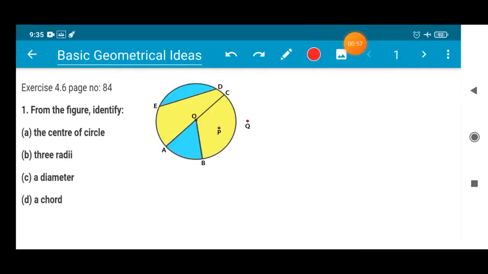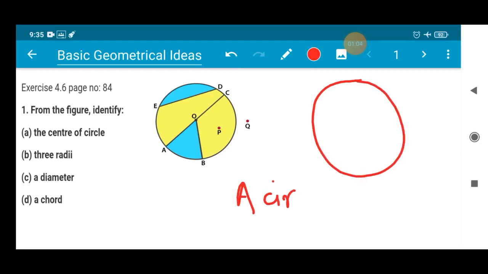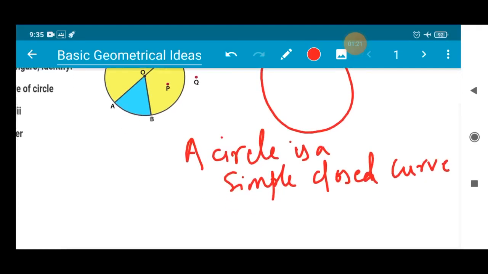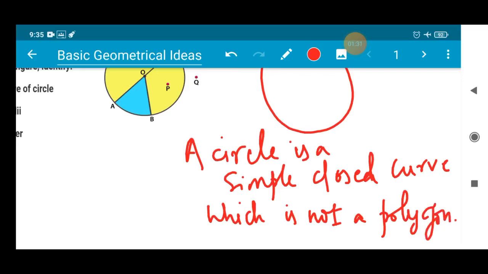If somebody asks you to define a circle, then first of all you will make a circle figure and you will write: a circle is a simple closed curve. Now you may get another question: can you say that a circle is a polygon? No, a circle is not a polygon. So you may write: a circle is a simple closed curve which is not a polygon, right? This thing we all know.